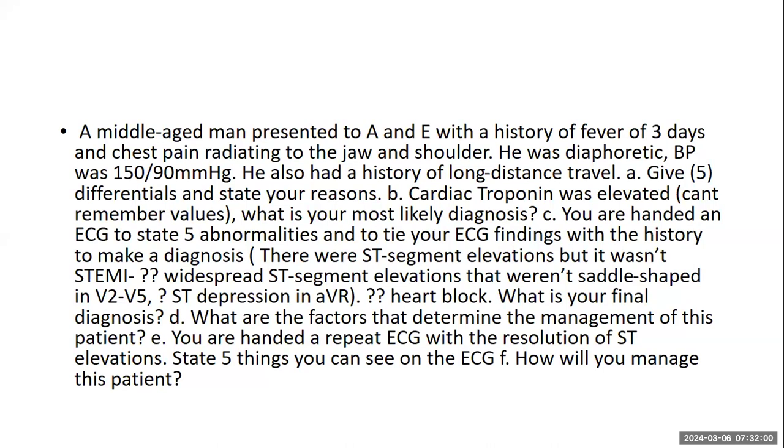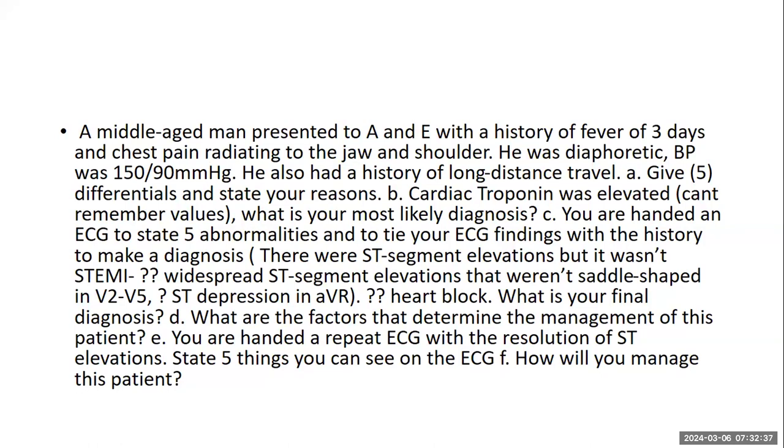C, you are handed an ECG; state five abnormalities on it, and tie your ECG findings with the history to make a diagnosis. There was ST elevation, but it wasn't a STEMI. Widespread ST elevation with varying saddle shape in V2 to V5. Query PR depression, AVR. Query heart block. What is your final diagnosis? D, what are the factors that determine the management of this patient? E, you are handed a repeat ECG with resolution of ST elevations. State five things you can see on the ECG. And F, how will you manage this patient?